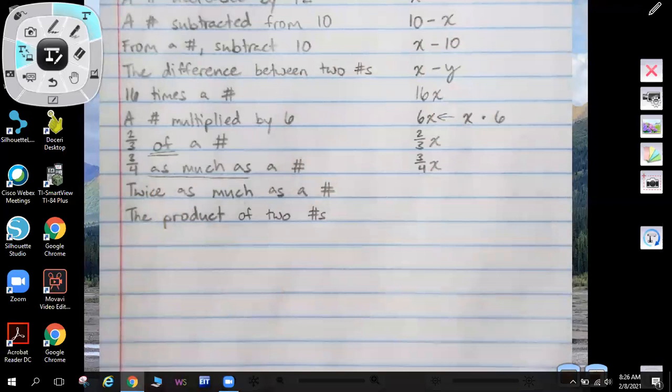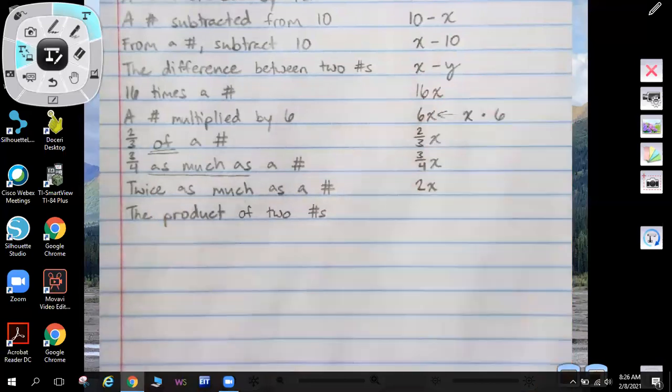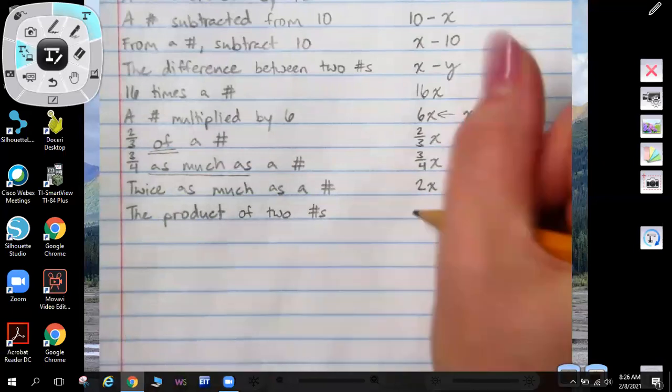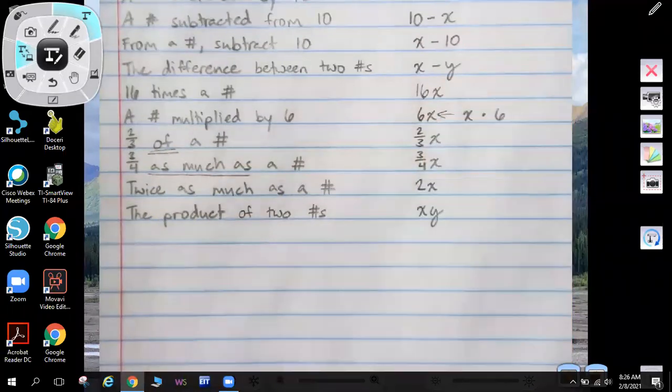So the next one, twice as much as a number, means you're taking that number multiplying by 2. So 2x. The product of two numbers, the product is the result of multiplication. So the product of two numbers would be x times y, or a times b, or h times k, or whatever your variables are, or whatever your numbers are.